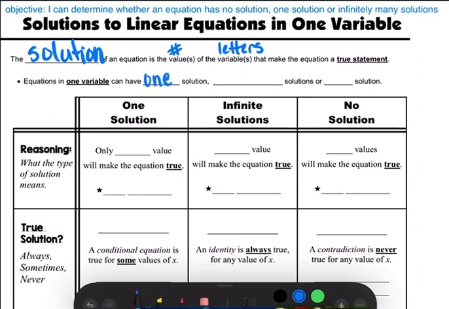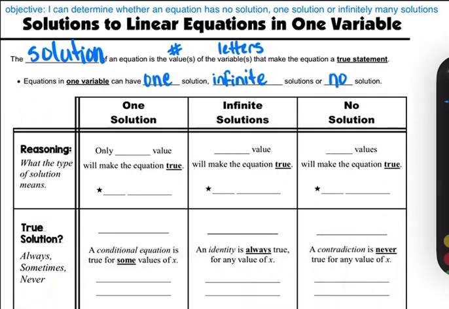Equations in one variable can have one solution. It can also have infinite solutions. Infinite just means many solutions, or it can have no solution. And we're about to explore the different ways that you can have these different types of solutions.